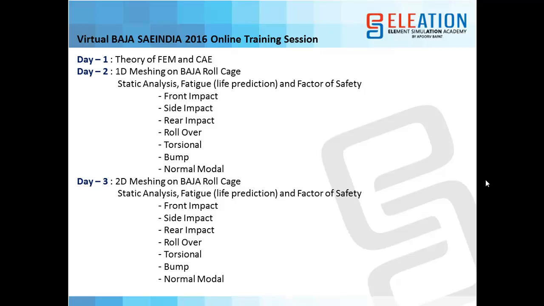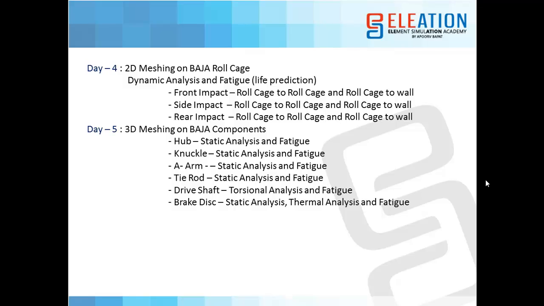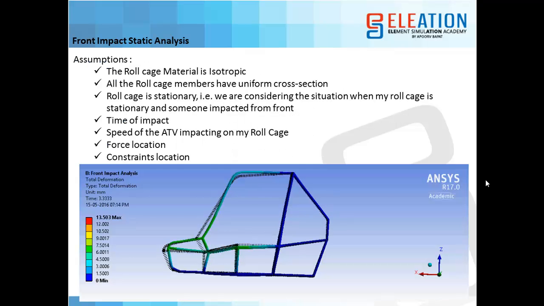We have already covered day 1, that is theory of FEM and CAE. Now today in day 2 we will cover these topics. Then on day 3 we will see 2D meshing on the BAHA roll cage. Day 4 we will see 2D meshing plus some dynamic analysis and fatigue on the BAHA roll cage, like front impact, side, rear impact. Then on day 5 we will see 3D meshing on BAHA components like hub, knuckle, A-arm, tie rod, drive shaft and brake disc.